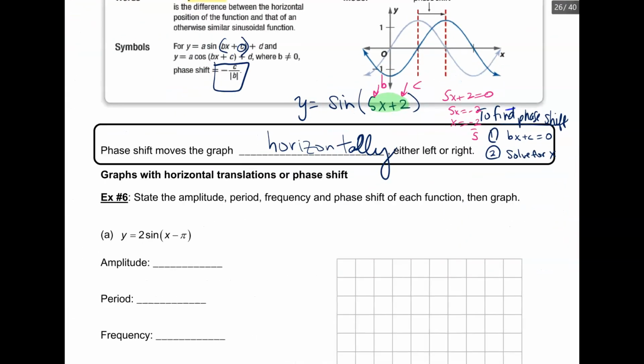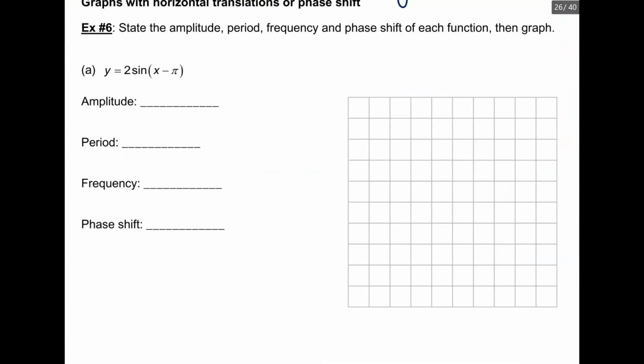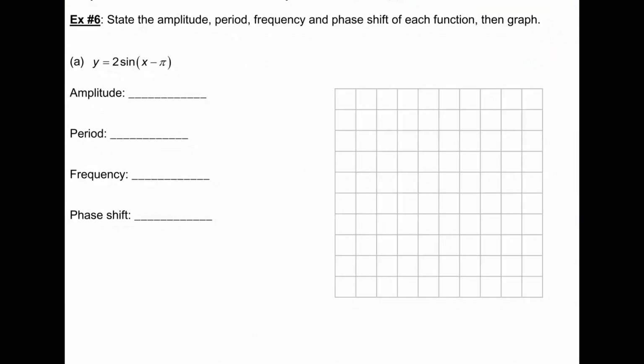So, graphs with horizontal translation or phase shifts. State the amplitude, period, frequency, and phase shift of each function, then graph. So first, let's hit the easiest one, which is amplitude. Who am I talking to yet? Let's have Jolie. What's the amplitude here? 2, exactly. So it's the number that's in front of your trig function. Daniel, what's the period?